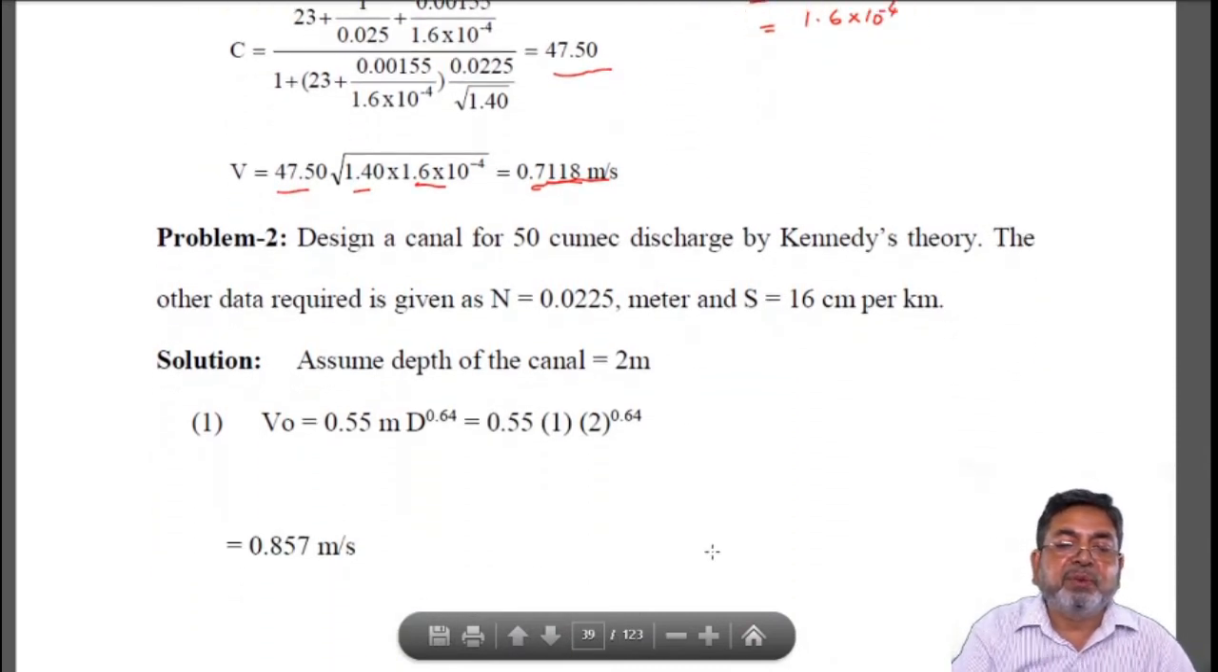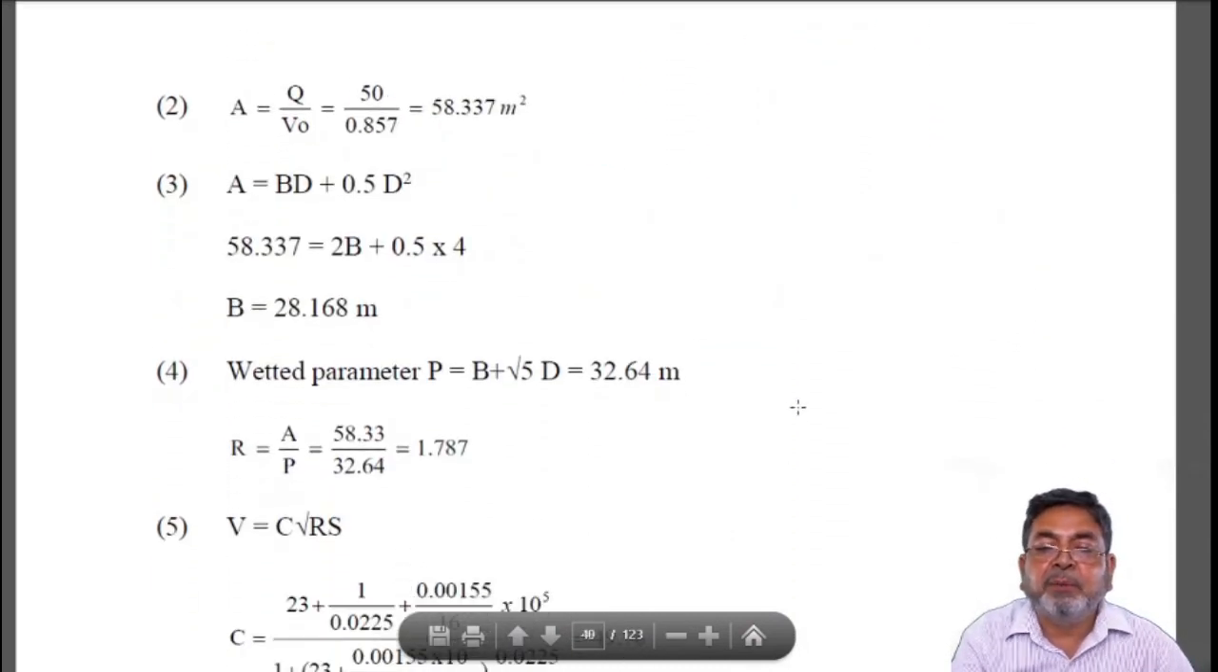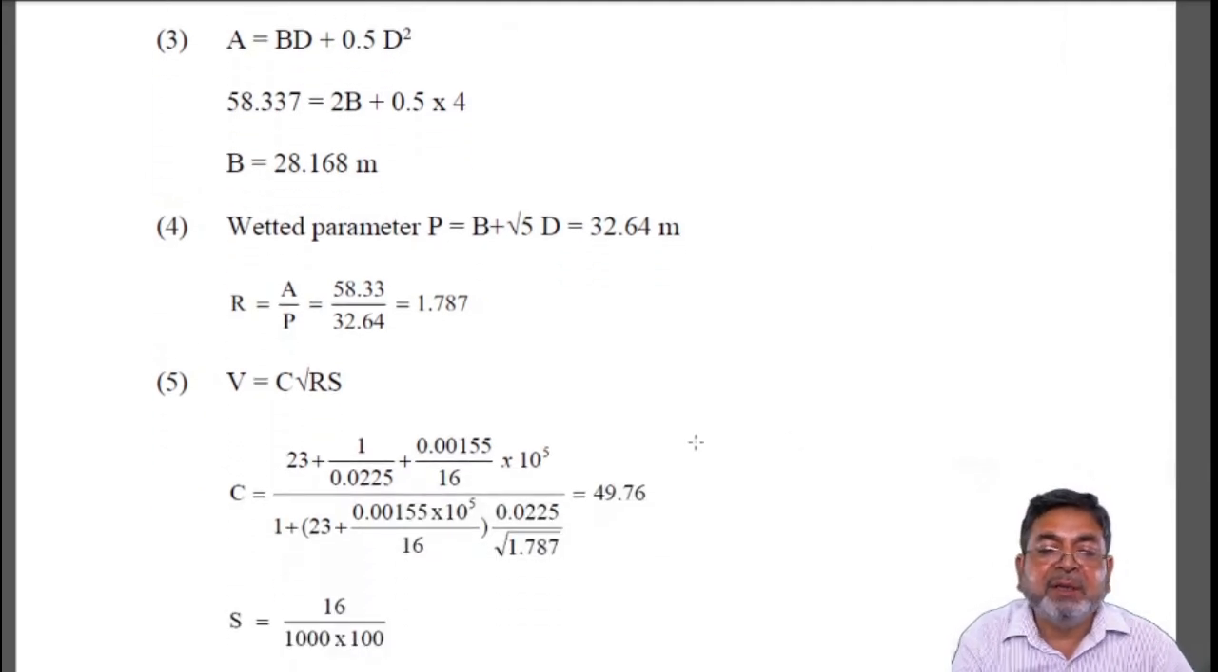It means your design is okay. Now the next problem I will solve in the next lecture.